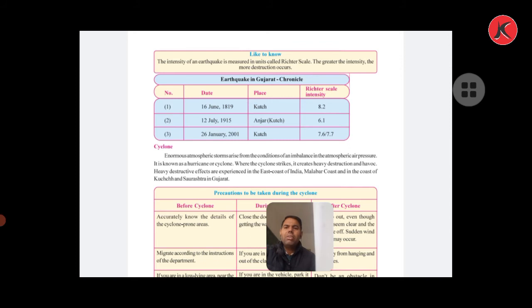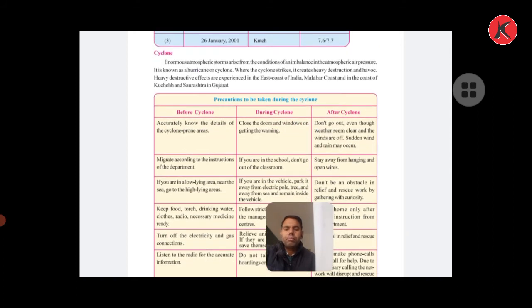Okay, students. After that, the cyclone. Enormous atmospheric storms arise from conditions of imbalance in the atmospheric air pressure. They are known as hurricanes or cyclones. Where a cyclone strikes, it creates heavy destruction and havoc. Heavy destruction is experienced on the east coast of India, the Malabar coast, and the coast of Kutch.